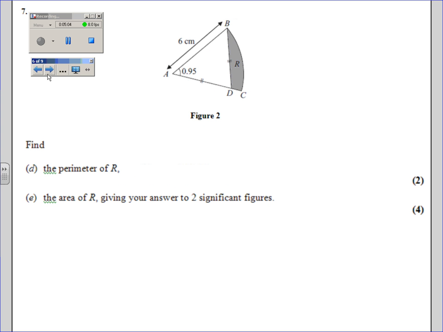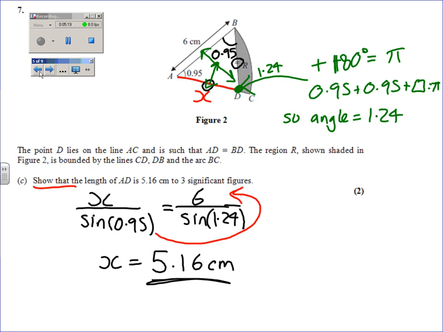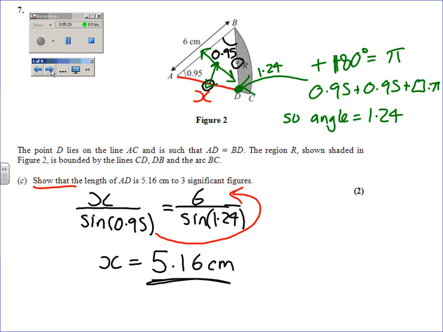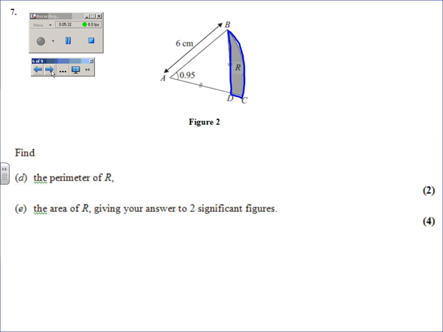Right, now we're finding the perimeter of R, so let's just colour that in. R is the shaded bit, so we want the perimeter. It's only 2 marks, so it shouldn't be that difficult. I always ask myself, is there anything that we already know? Yes, the arc length. The arc length, the answer to part A, is 5.7.